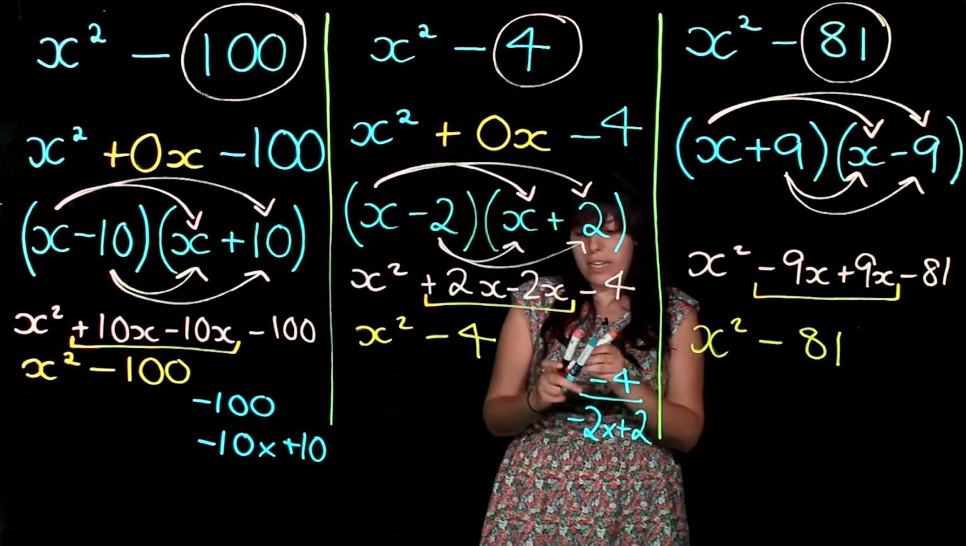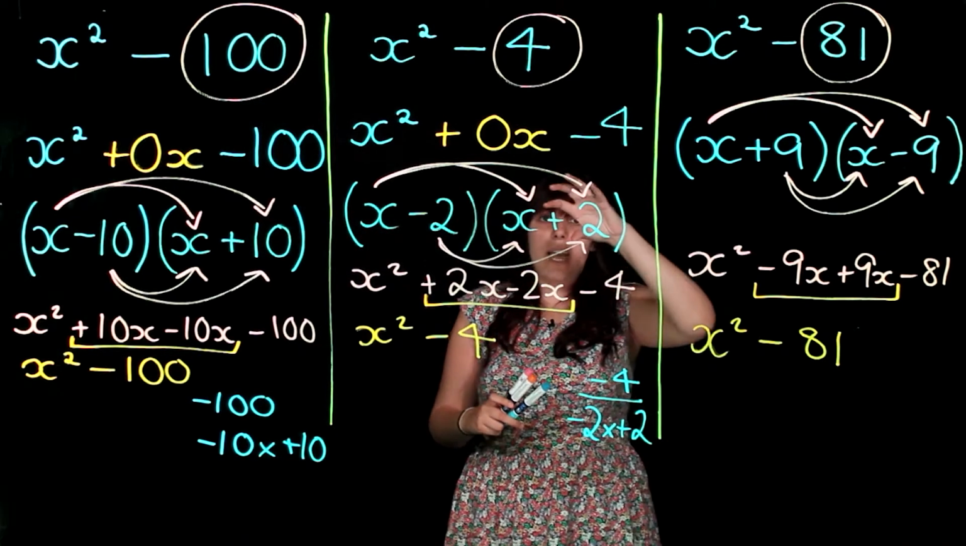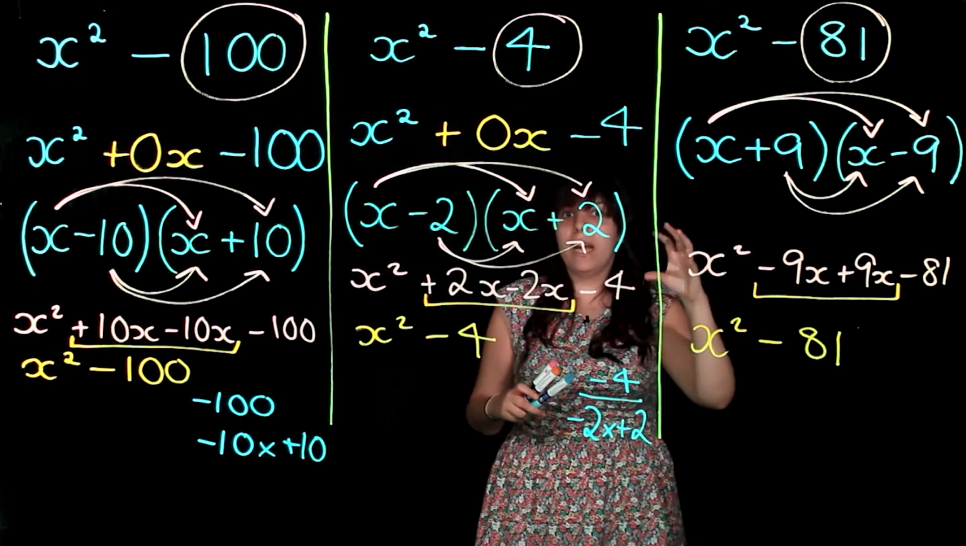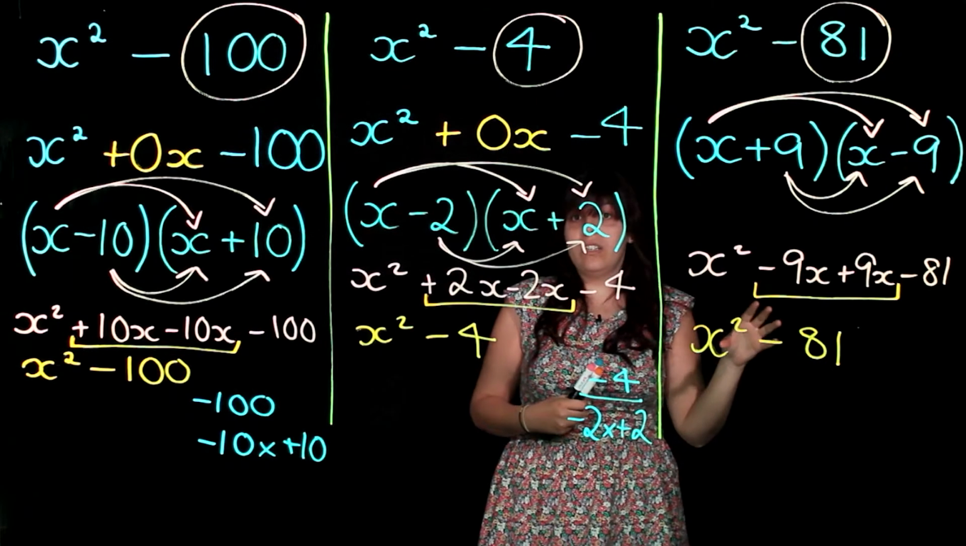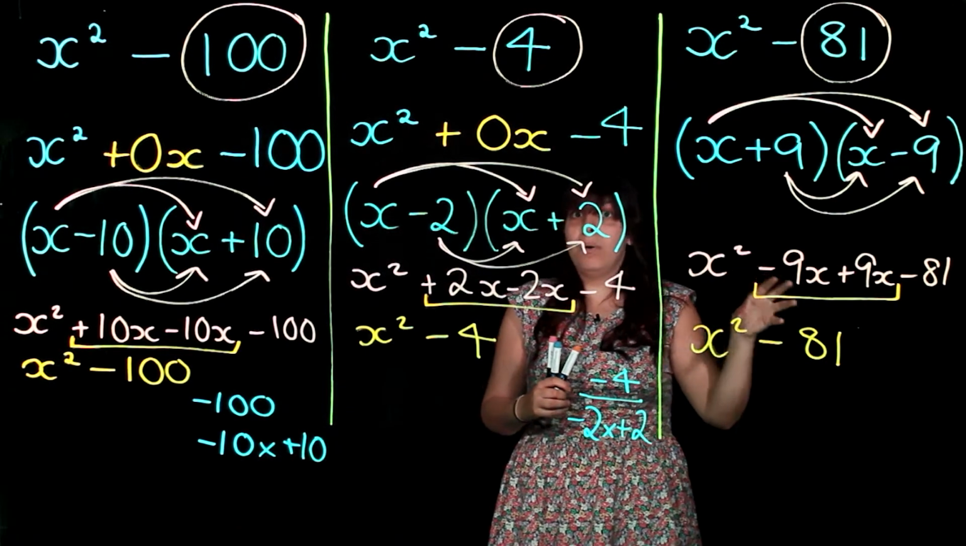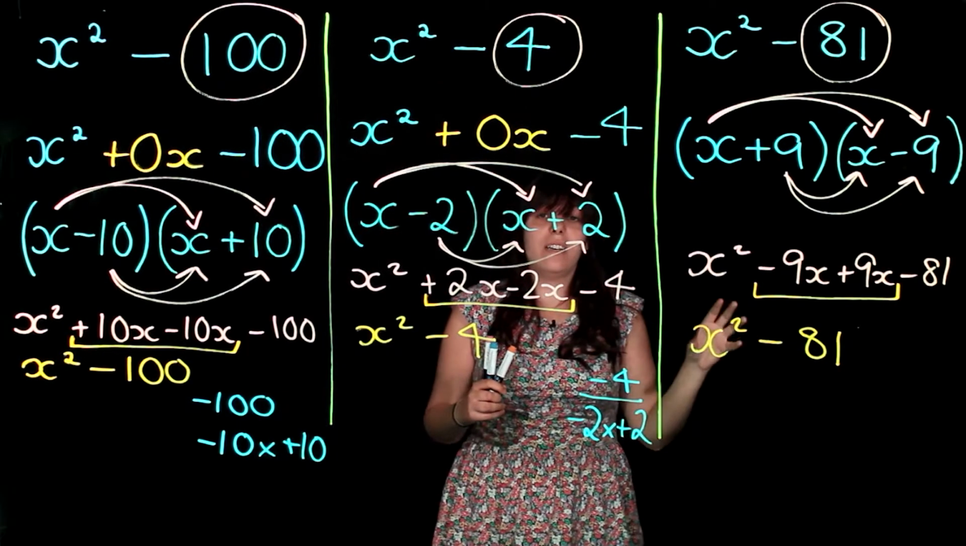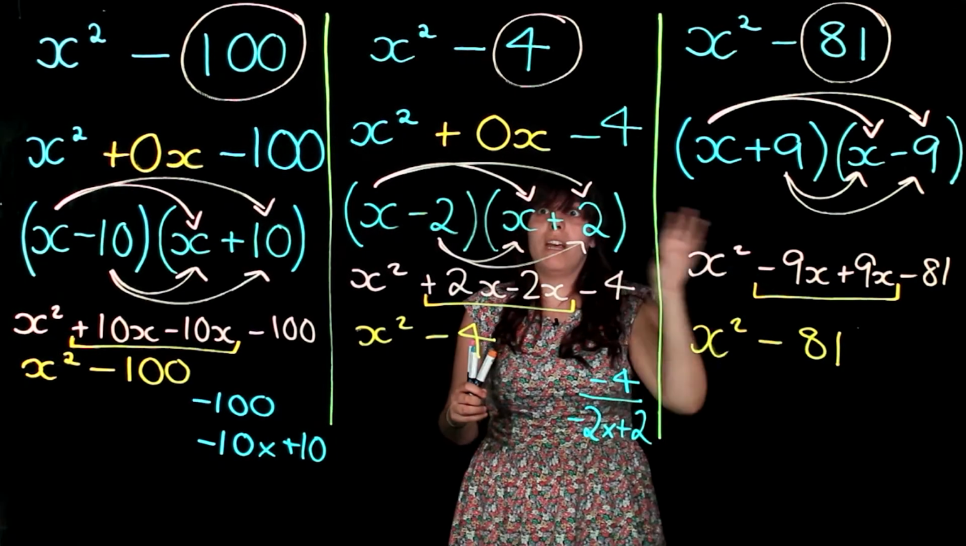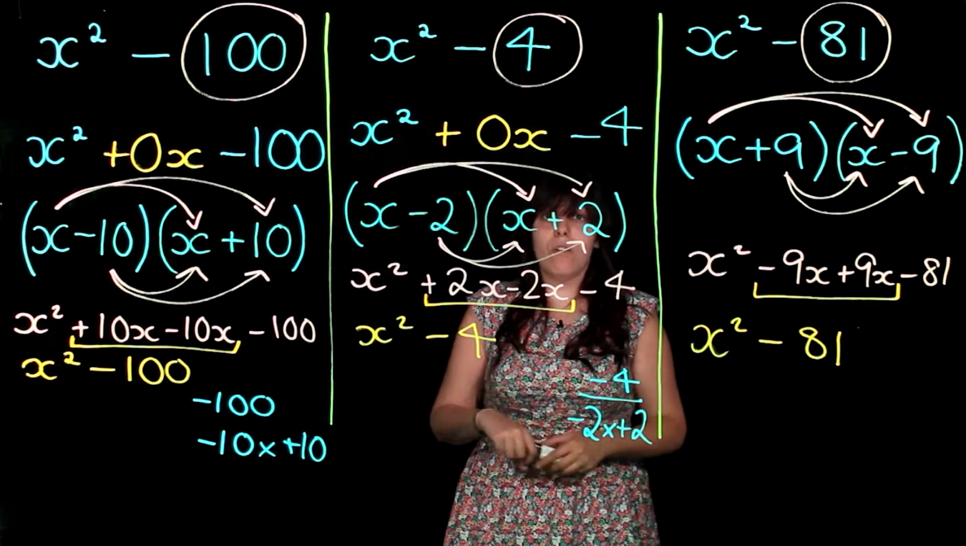So when we notice that we have an x squared and we're taking away a square number, all we need to do is square root the square number and then put the positive and the negative square root in our brackets to give our final answer.